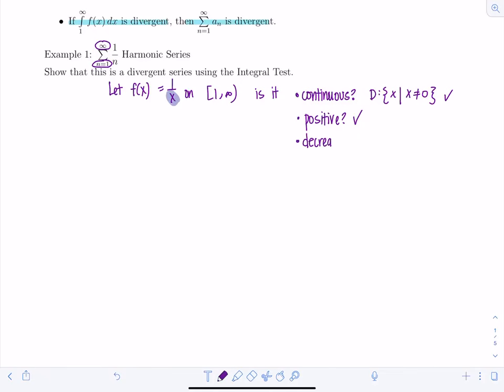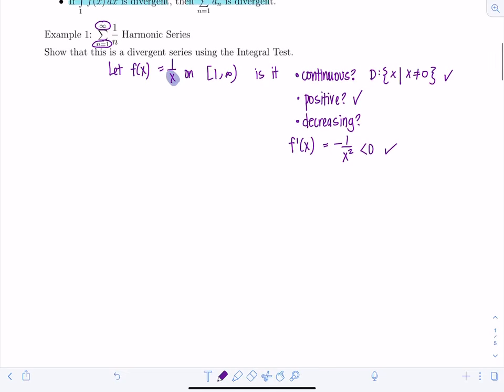And then is f of x decreasing on that interval? Well, let's check. Let's evaluate f prime of x. f of x is x to the negative first power, so f prime is going to be negative 1 over x squared. x squared is always positive, so negative 1 over x squared is going to be negative. So it's decreasing since the derivative is negative. Since all 3 conditions are satisfied, it's okay to use the integral test. For a complete solution, you need to show testing all 3 of these conditions and a complete justification. Now let's set up our integral.